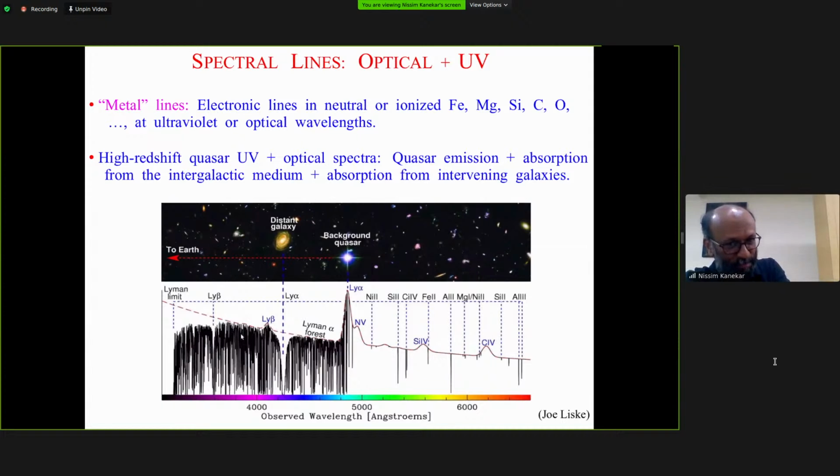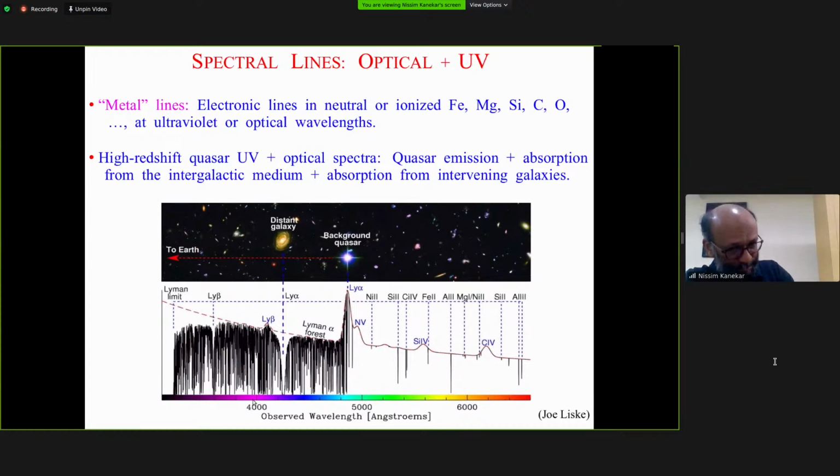What's this mess that you see, which is blueward of the Lyman alpha emission line? What these are is essentially Lyman alpha absorption from atomic hydrogen lying between us and the quasar. So this is atomic hydrogen sitting in the intergalactic medium. And this is called the Lyman alpha forest. Because hydrogen has such strong lines, and there's so much of hydrogen in the universe, even tiny amounts of hydrogen can produce absorption. So at every redshift between us and the quasar, a little bit of hydrogen will produce absorption at that redshift.